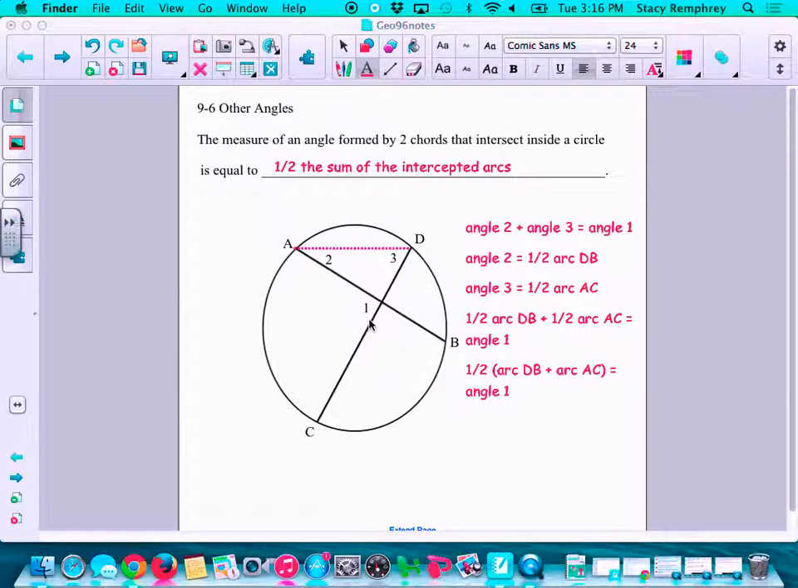Here you can see angle 1. It's an exterior angle of a triangle, so it's equal to the sum of 2 plus 3. Well, angle 2 is also an inscribed angle, so I knew angle 2 was half of arc DB. And angle 3, because it's inscribed, is equal to half of arc AC. What I then did was substitute the arc measurements into this original equation that I had. So that's where this came from, and then I factored the 1/2 out.